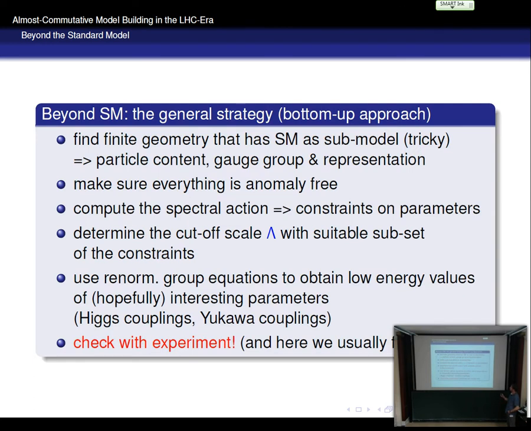So how do you get then beyond the standard model? You find a finite geometry that has the standard model in a certain sense as a submodel, so all particle content and so on, which is already quite tricky. Then you make sure that everything is anomaly free. That's even more tricky. Then you compute the spectral action to get constraints on the parameters. This is straightforward. You determine the scalar scale with a suitable subset of these constraints. Already not so straightforward which subset to choose, but usually you have a hint from the standard model. You use the renormalization group equations to write everything down from the cutoff scale and get hopefully information on interesting parameters, and then you check with experiment and start over again because you failed. This is the usual thing that happens.